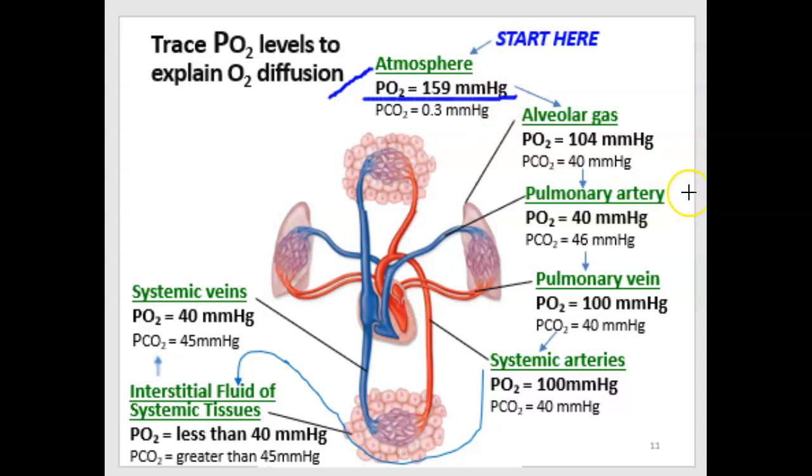We inhale it, and then in the alveolus it's a little bit lower. Part of that is because oxygen is absorbed into the bloodstream really quickly. Part of it is because oxygen is mixing with residual gases that exist in the lung. So it's already decreased from the atmosphere to the alveolus. Now we can start talking about diffusion.